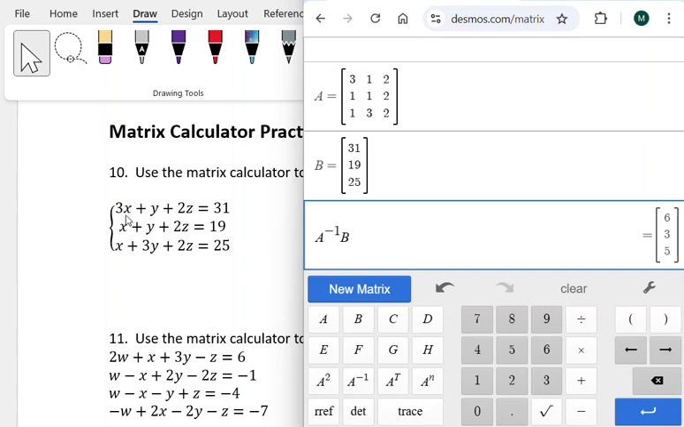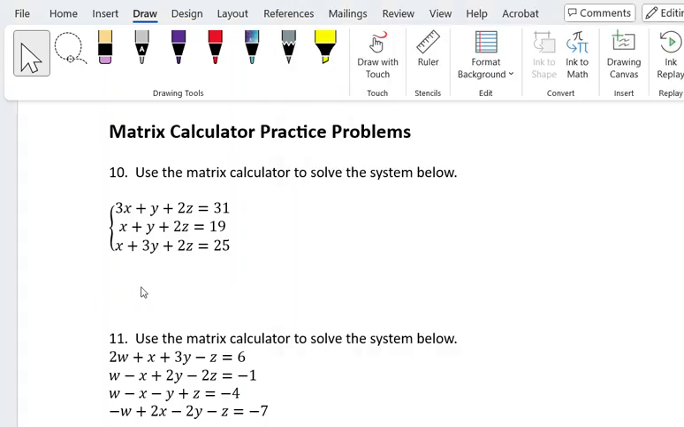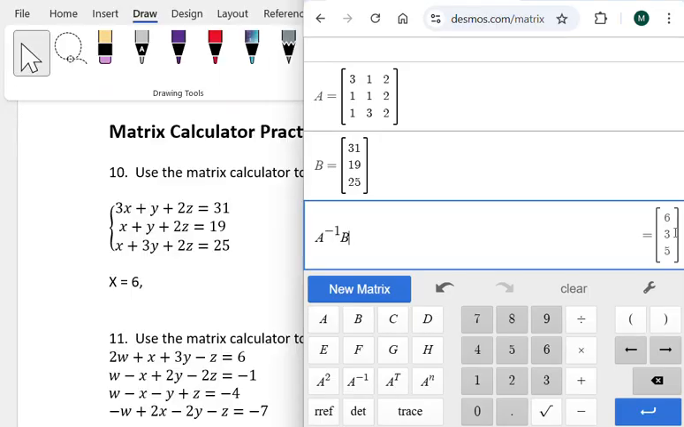So remember that this goes in order as my variables are going across. So we have X, Y, and Z. So this vertical column is X, Y, and Z. So X equals 6. Y equals 3, Z equals 5.